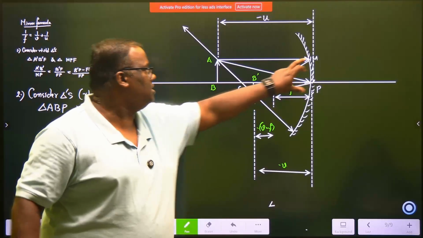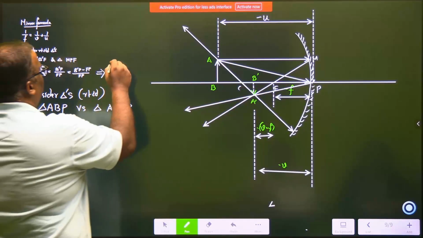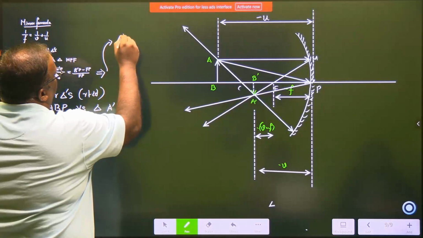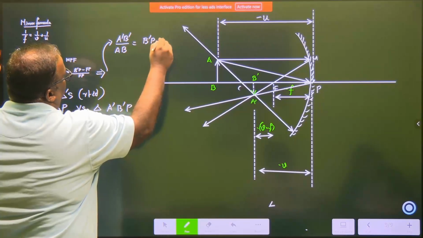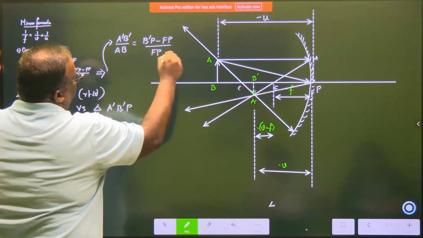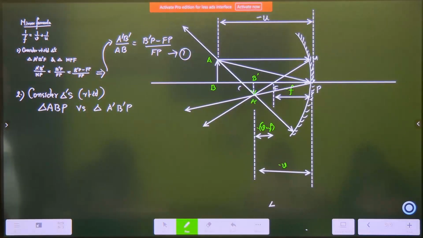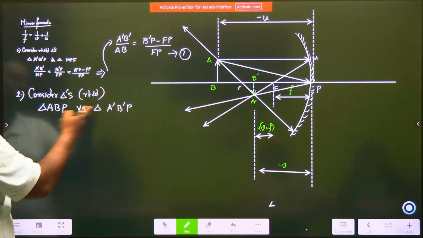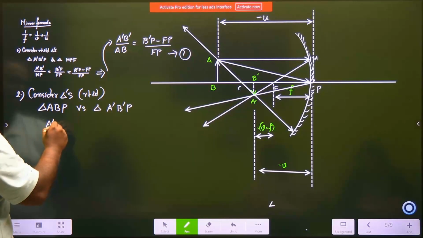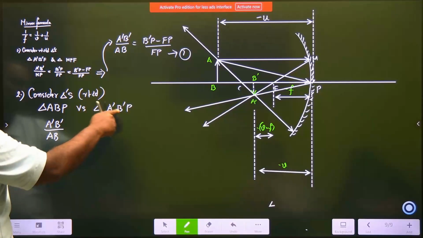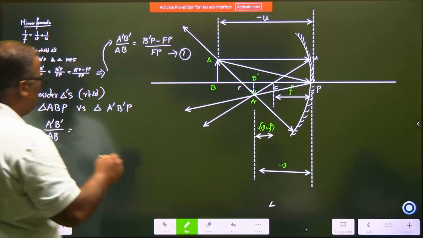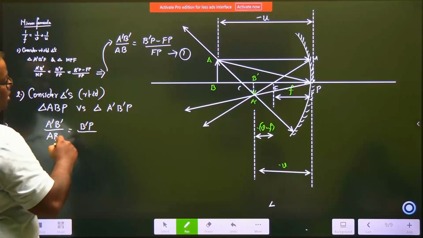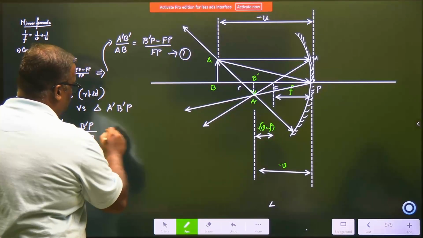Children, see, MP is same as AB. So this equation could have been written also as A dash B dash by AB is equal to B dash P minus FP divided by FP. This is your equation 1. Fine? Arjun, okay? And look here now, same ratio we will take. Between this triangle, we will again take A dash B dash by AB. Now, how will we correlate it? A dash B dash by AB. So on this side we will take B dash P, and on this side we will take BP. Equation number 2.